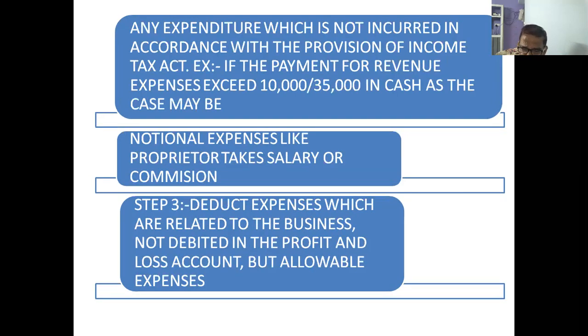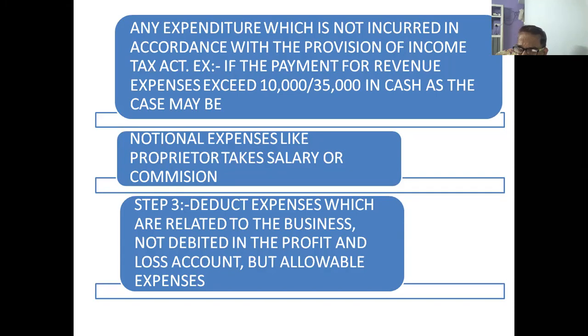Next, and this is very important: any expenditure which is not incurred in accordance with the provisions of the Income Tax Act. Suppose you're paying revenue expenses of more than 10,000 rupees, or 35,000 rupees, in cash. That whole expense is disallowed. It may be a revenue expense, but the rule says when you're paying general revenue expenses exceeding 10,000, you have to pay by account payee cheques or demand drafts. You should not pay by cash. Below 10,000, you can pay in cash.